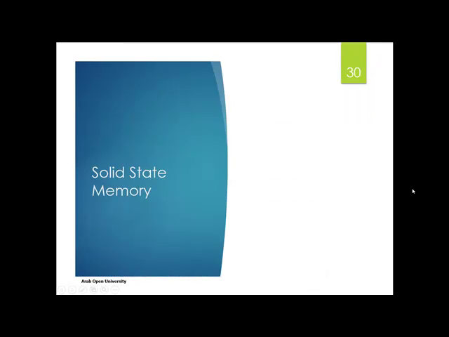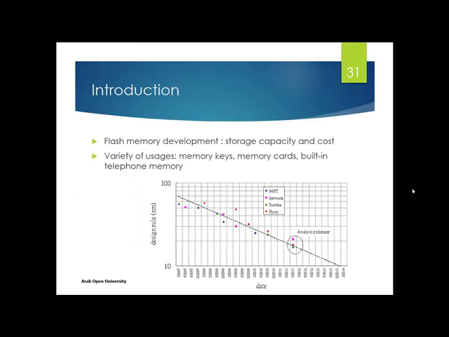Now let's move to the third part of our lecture, which is the solid state memory. So we all know that the flash memory, which is the typical example of solid state, has had an increasing storage capacity in the last years, and this follows Moore's law approximately, and the cost was decreasing accordingly. So we have a variety of usage of the flash memory, such as the memory keys, cards, built-in telephone memory, etc.